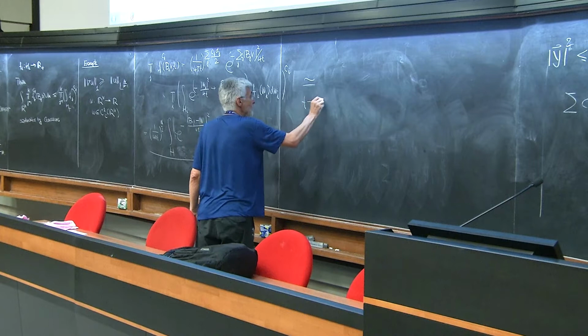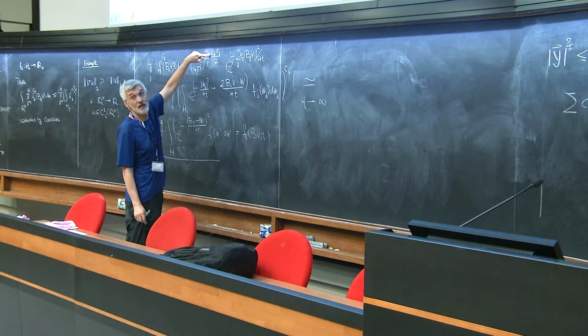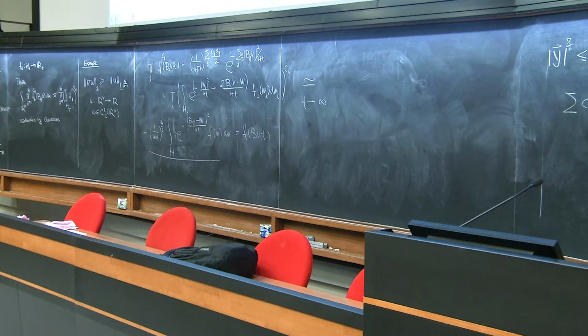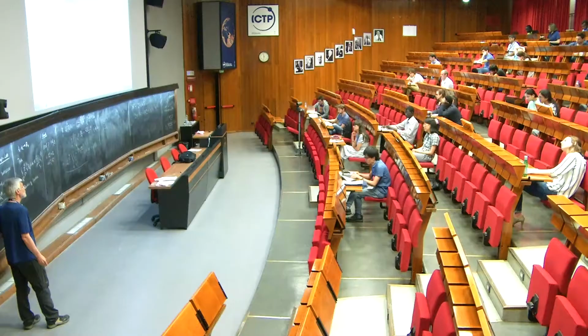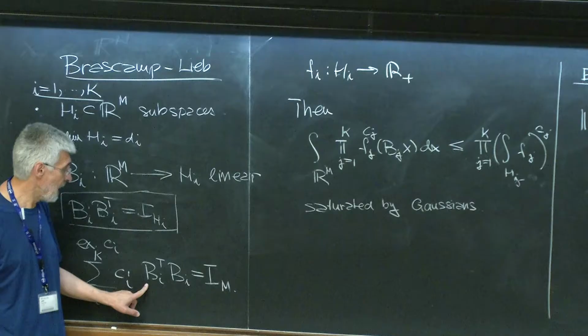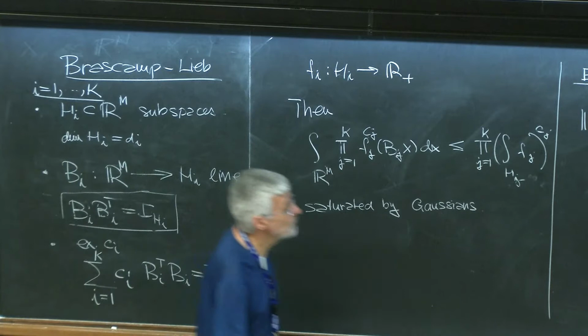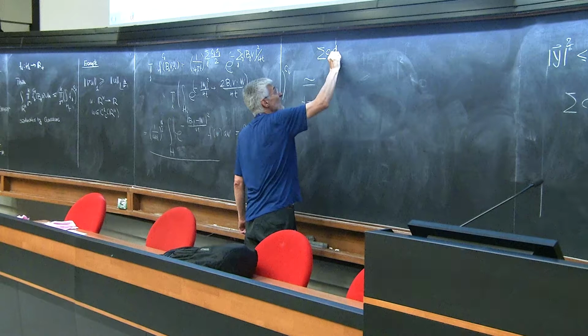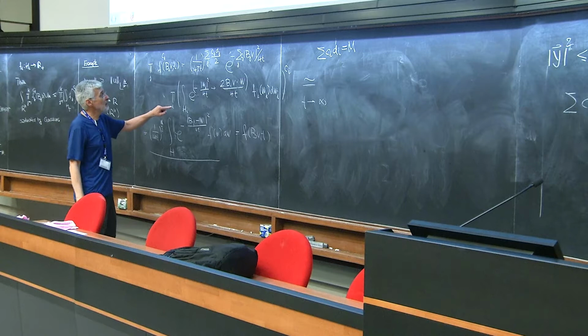How? Well, let's look at this guy. What is the sum cj dj? Go to this relation and take the trace. If you take the trace, what you get is the ci. What is the trace of that matrix? It's going to be the dimension of your Hilbert space because it's an isometry. So the ci di sum up to m. So we have the relation: sum ci di equals m. So therefore, the asymptotics look like this.